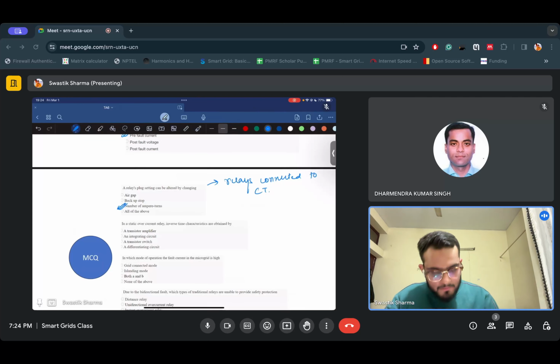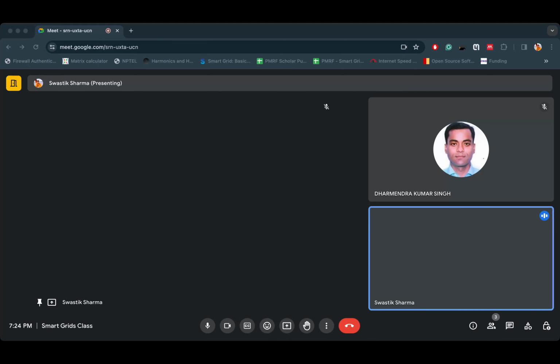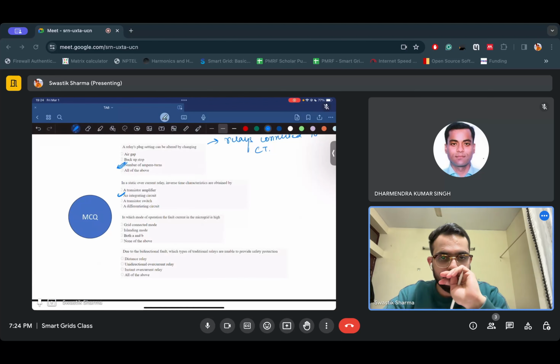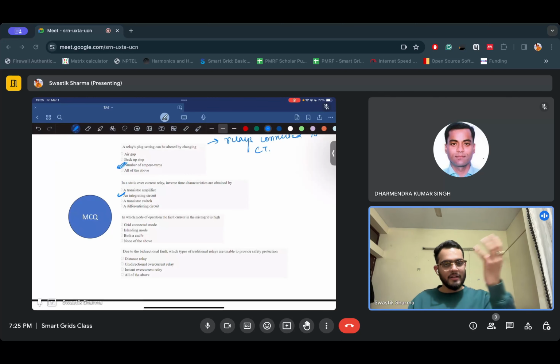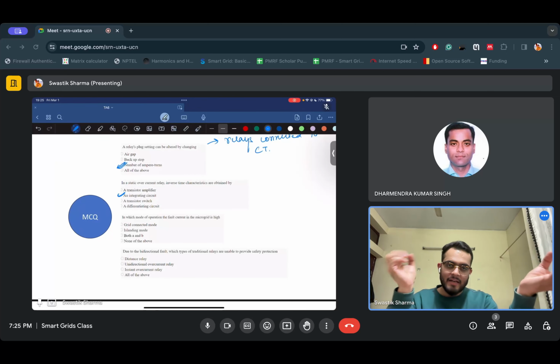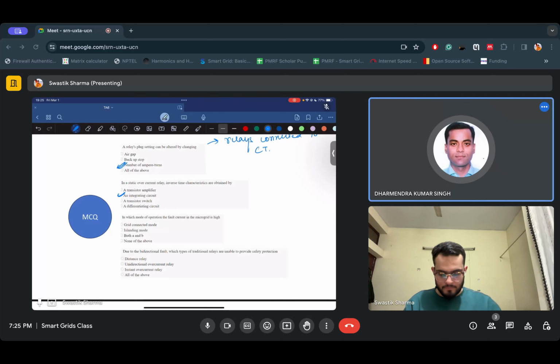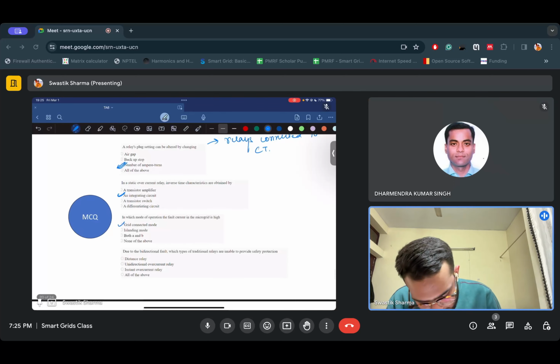Okay, next question. In which mode of operation the fault current in the microgrid is high? Who can tell me? Think about it. How the fault current would be, the contribution of the fault current in grid connected mode and in islanding mode. The contribution of fault current from the grid side and the DR side in both the grid connected and islanding mode. What do you think? In which will it be high? I think, sir, islanding mode. No, it would be grid connected mode.